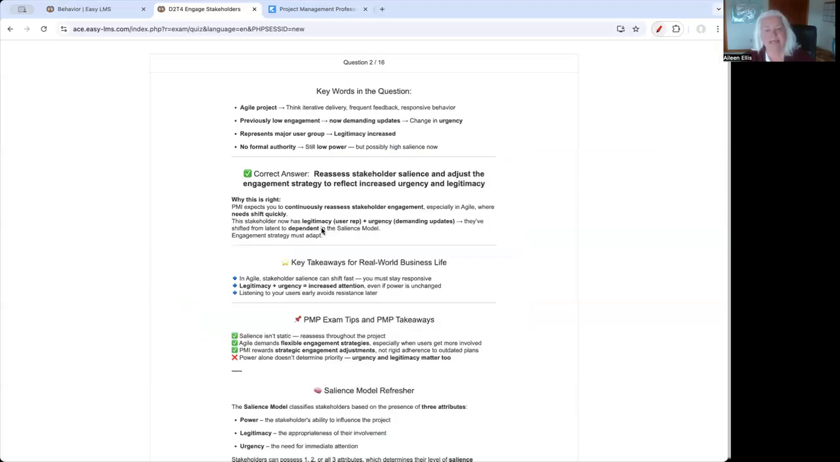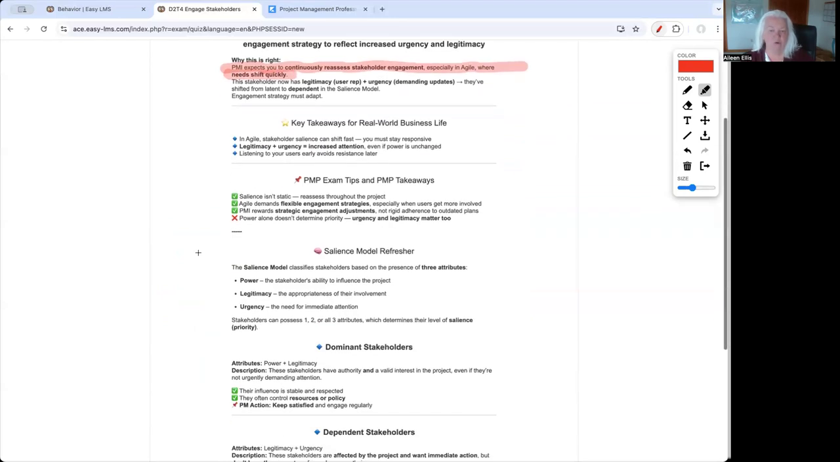I'm going to select answer A. Great, we got it correct. Great job with keywords. Why is this answer correct? PMI expects you to continuously reassess stakeholder engagement, especially in Agile, where needs shift quickly. Let's go down here, PMP tips.